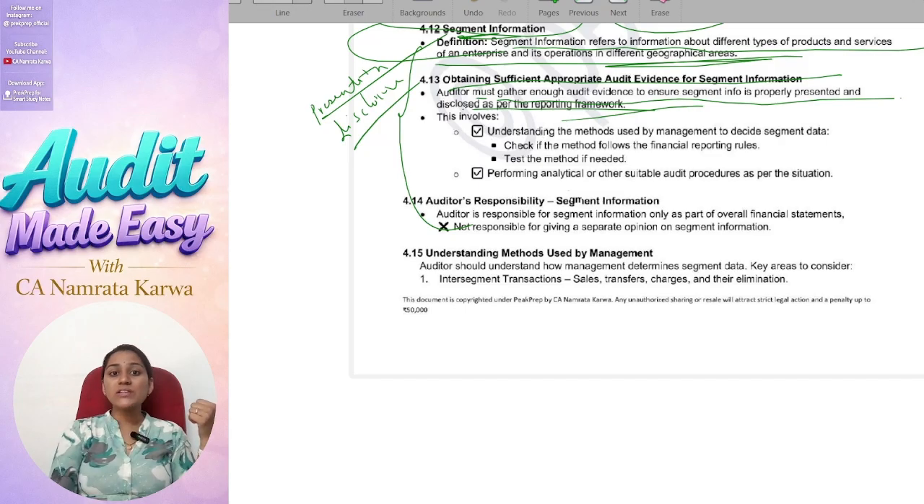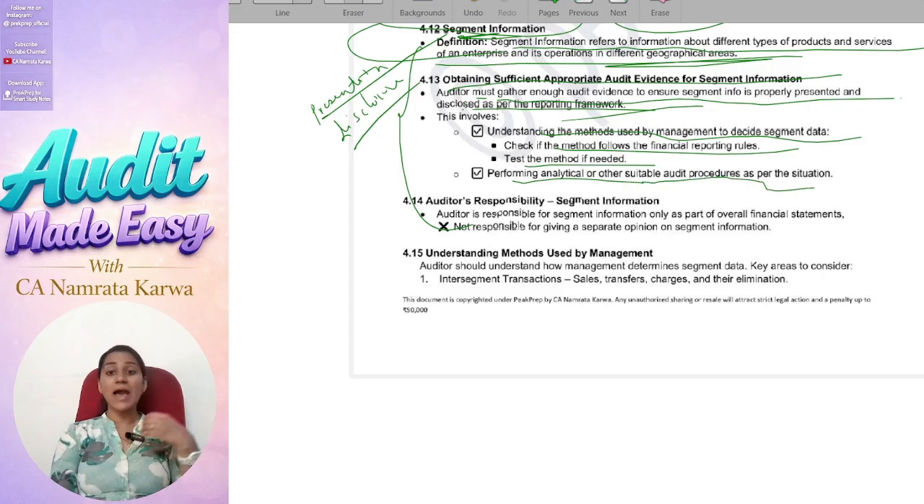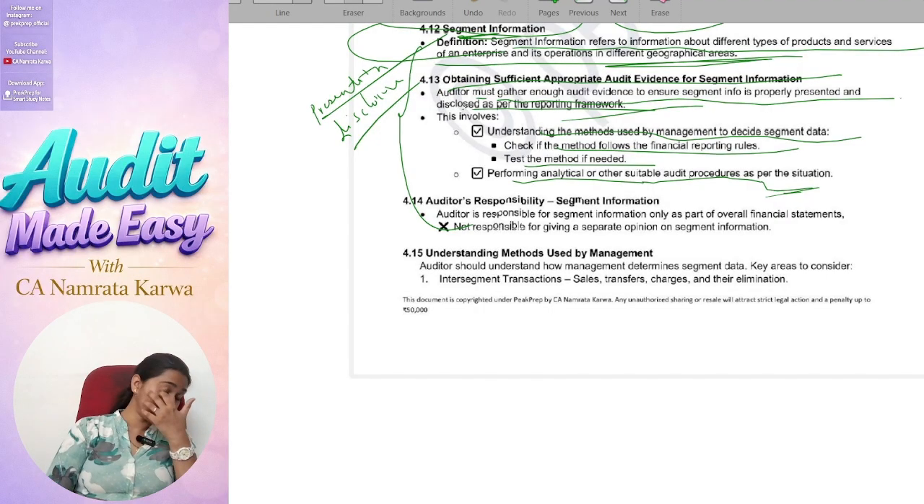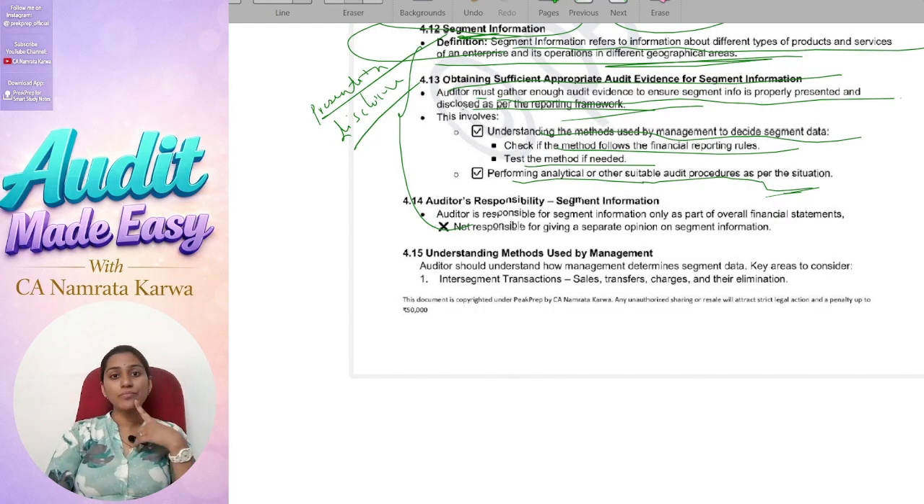This involves understanding the methods used by management to decide segment data, checking if the method follows the financial reporting rules, testing the method if needed, and performing analytical or other suitable audit procedures as per the situation. What are you going to do? How are you going to make sure?